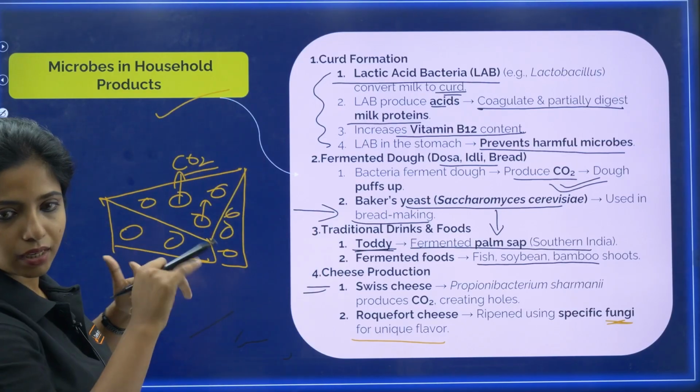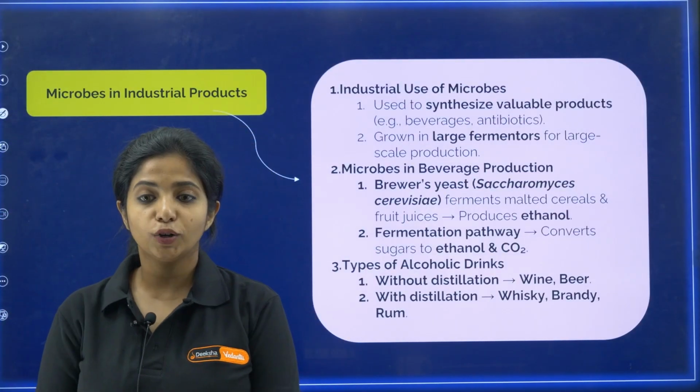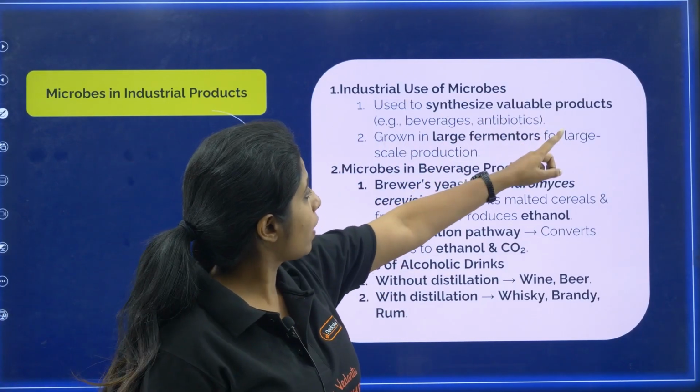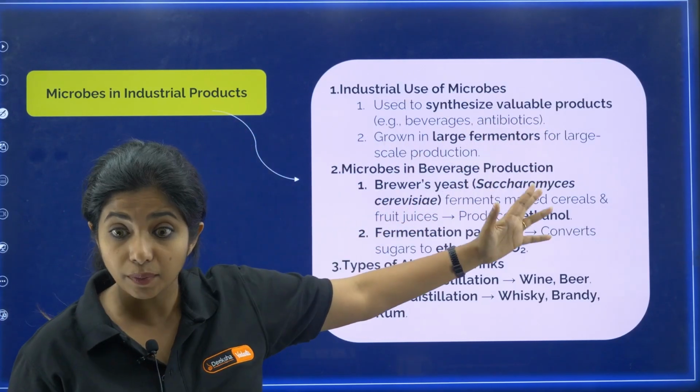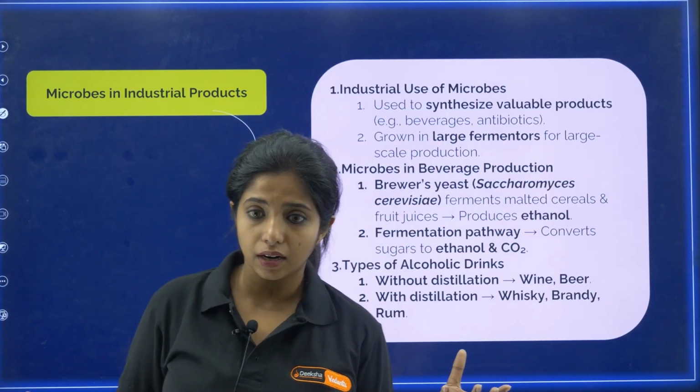So household products is over. Going ahead, if we talk about industrial products, my dear children, again microbes are used in industries also. They are used to synthesize valuable products like beverages and antibiotics. They are grown in large fermenters, my dear children, because they are needed in large amounts.